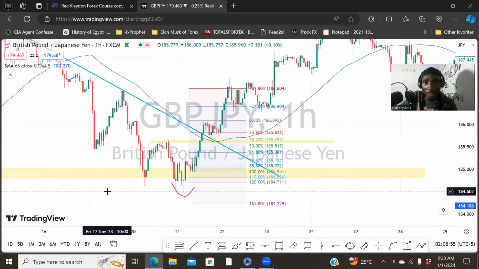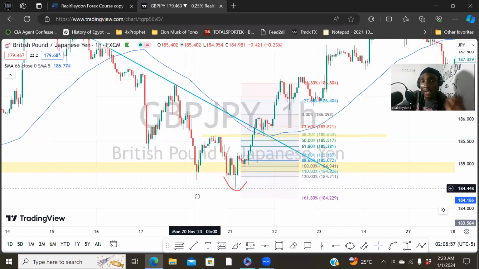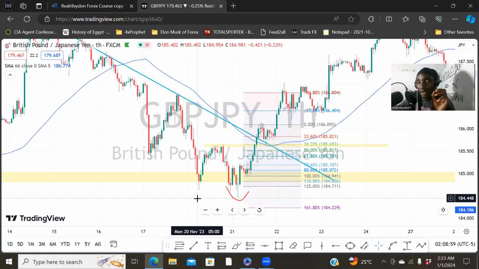Now remember, guys, 38.2% is also a golden zone on your Fibonacci retracement tool. So you have 3 golden zones now: 38.2%, 61.8%, and 50%. The 38.2 is not often used, but it can be used at times. So it's key to know that.